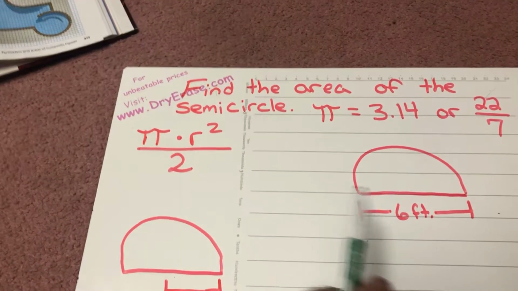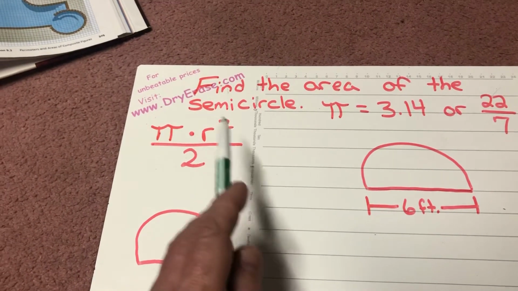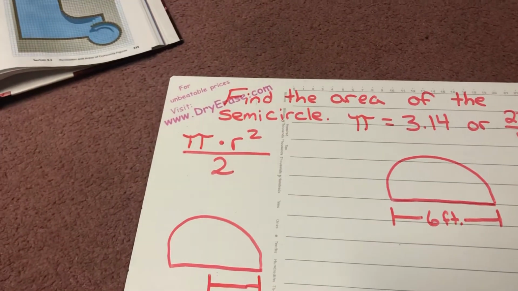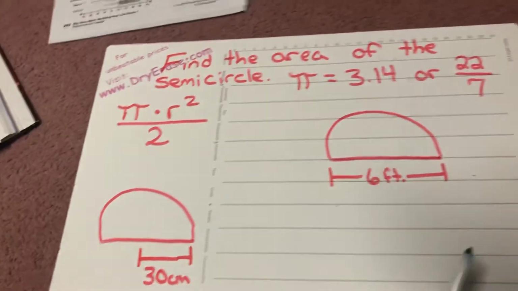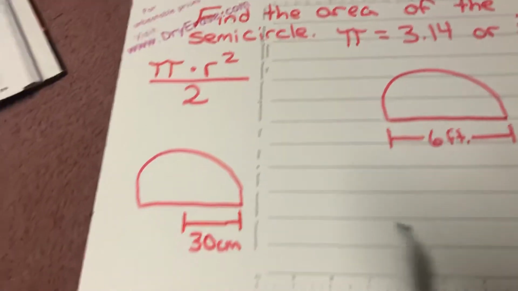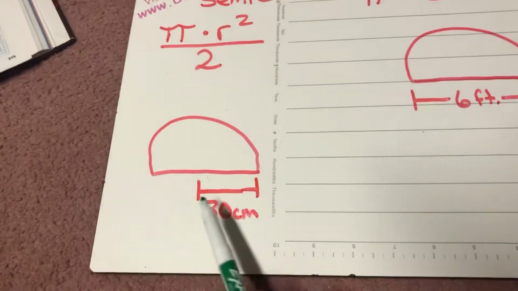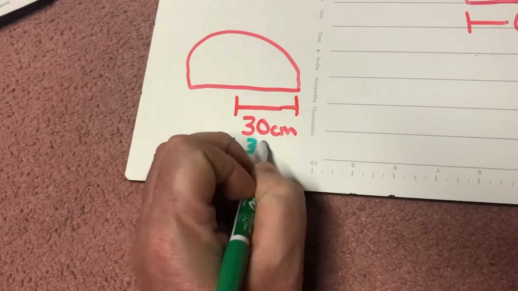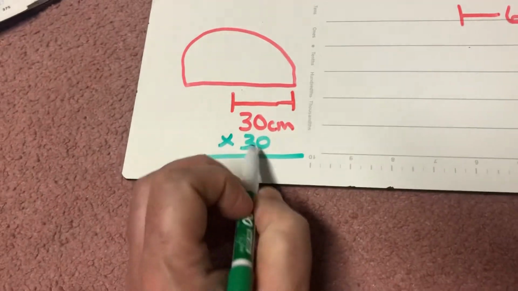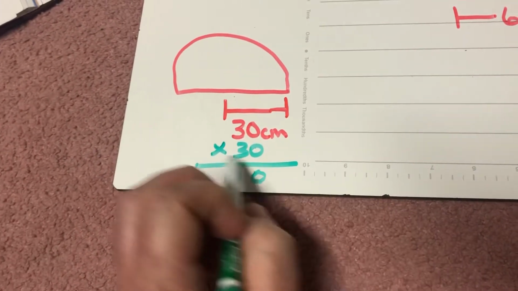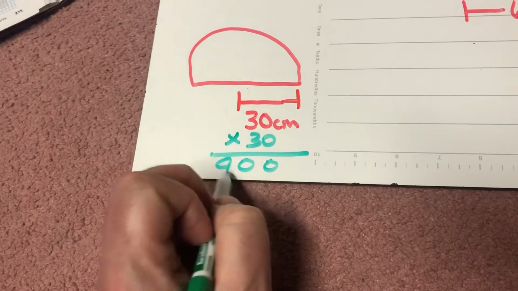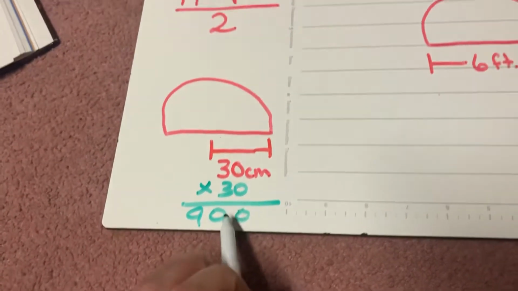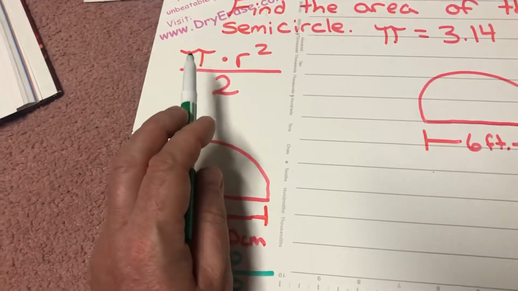And so since it's a semicircle or a half circle, I'm just going to use the same formula, pi times radius squared, but then I'm going to have to divide by 2. I'm going to have to cut that in half. So here we have a semicircle here with a radius of 30. So I would have to do 30 times 30. Now I know with the zeros trick, I can just go ahead and drop 2 zeros and then do 3 times 3, which is 9. I get 900. So now I have to take that, which is the radius squared, times pi.